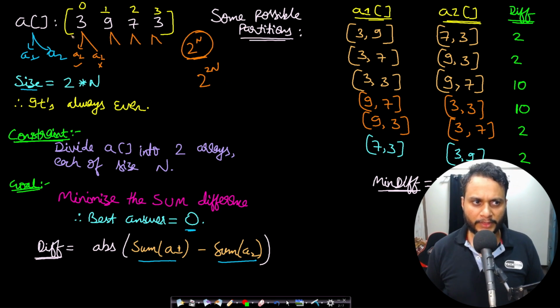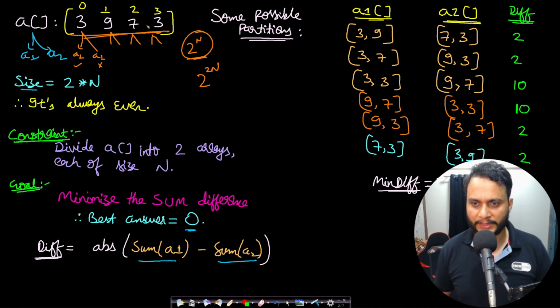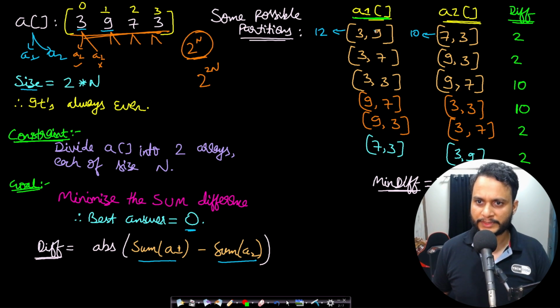Okay. Now let's take this example 3, 9, 7, 3 and see in what ways we can divide the array into two arrays, A1 and A2. So in A1 we can choose that we will have 3 and 9, and we will have 7 and 3 in A2. Now what will be the sum value of A1 in this case? It will be 12, and for A2 it will be 10. So what is the absolute difference? It is 2. So here I have written 2.